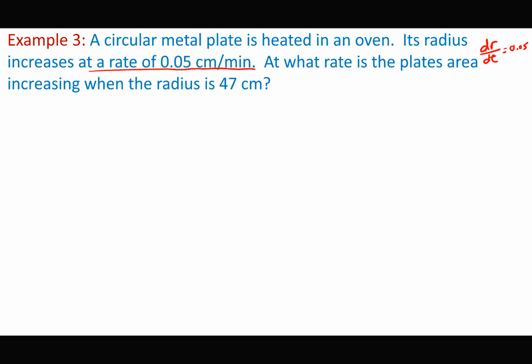All right, when you're doing these on MyMathLab, you just have to write it on your paper. You obviously won't be able to write it on the problem, being on a screen. So as I'm reading through it, I'm pulling out, okay, they tell me this. The radius is changing, so I'm going to say dr/dt is 0.05. At what rate is the plate's area increasing? So right there, I know dA/dt is what they're asking me to find.